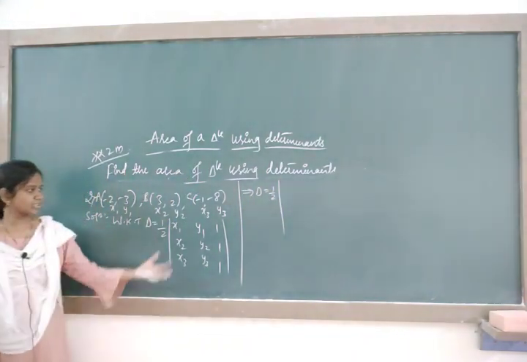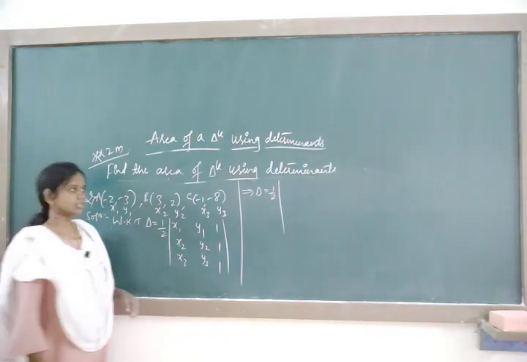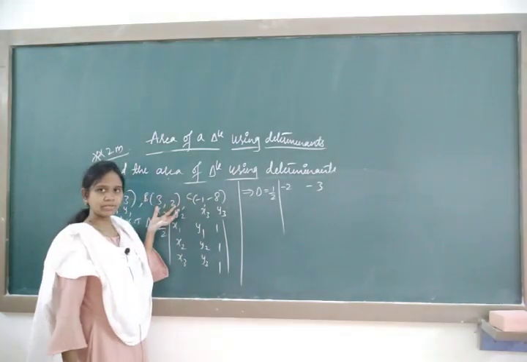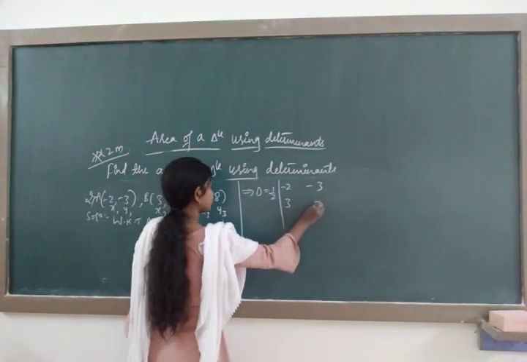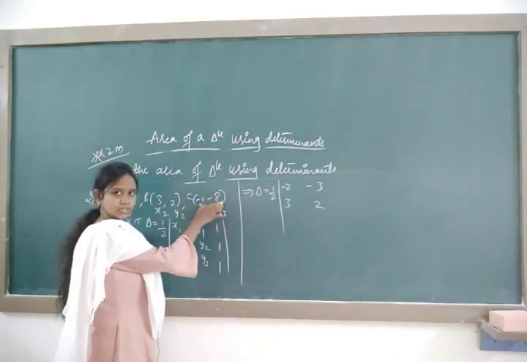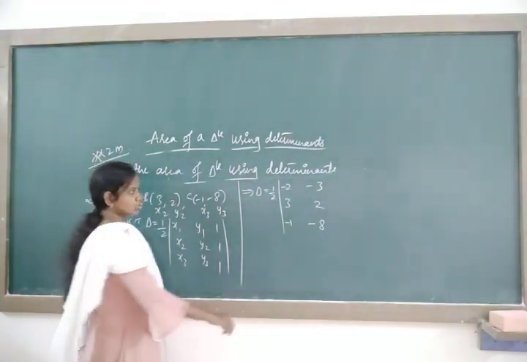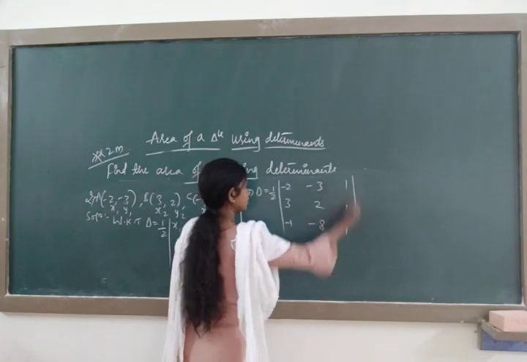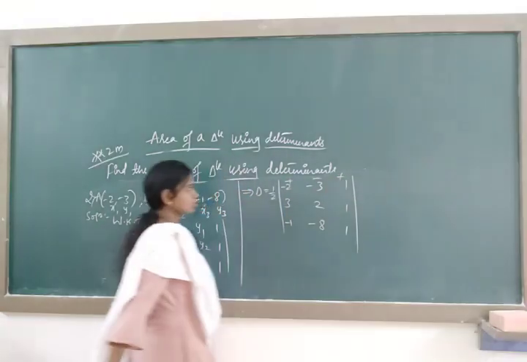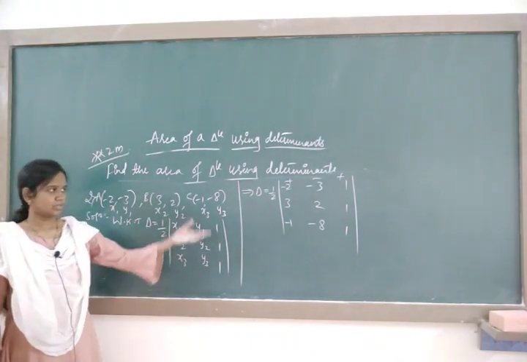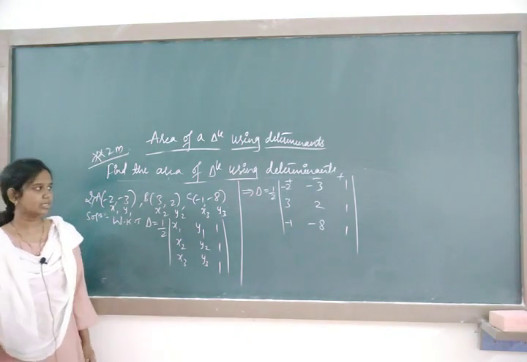One by 2 of, what is x1, y1? It's minus 2, minus 3. Now what is x2, y2? It's 3, 2. Now what is x3, y3? Minus 1, minus 8. Now the last column will be 1, 1, 1. So now the signs are plus, minus, plus. Expand the 3 cross 3 determinant.